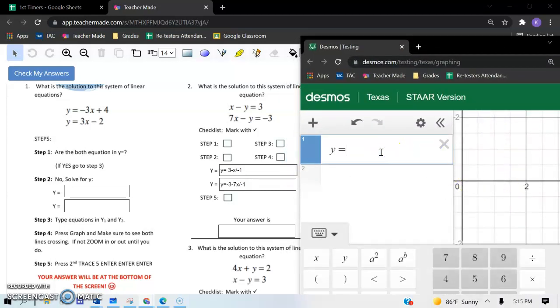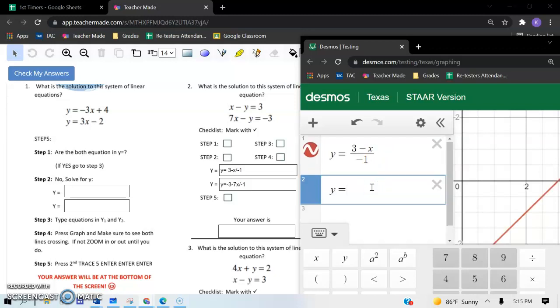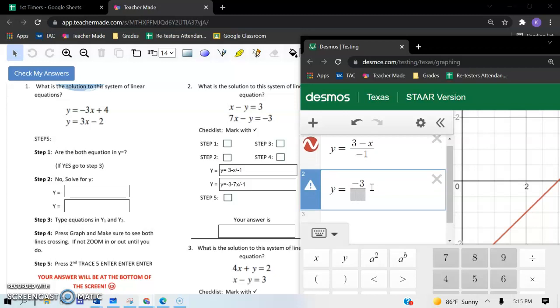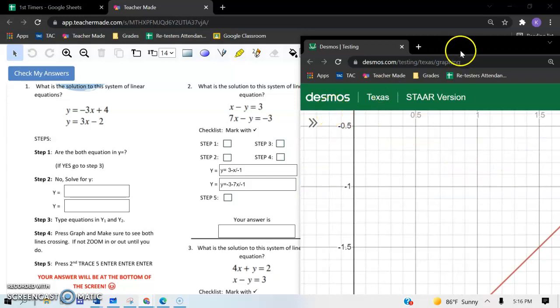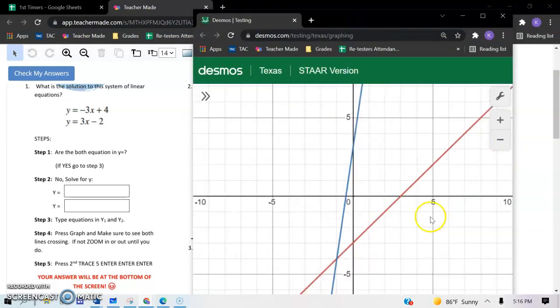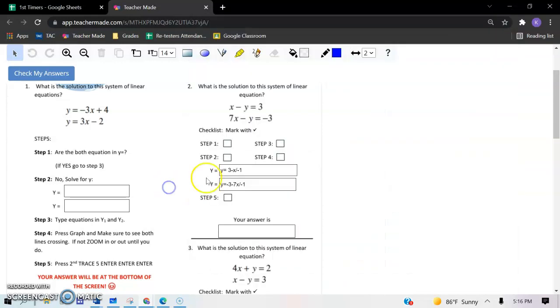So this is y equals divide 3, opposite of positive x, negative x, divided by the number in front of the y, which is a negative 1. Number 2, y equals divide negative 3, opposite of positive 7, negative 7x, divided by the number in front of the y, which is a negative 1. And we're going to find out where they cross. So again, I'm just going to click the home button, and here's my answer. They're crossing at negative 1, negative 4. So let's just put the answer right here. Negative 1, negative 4.